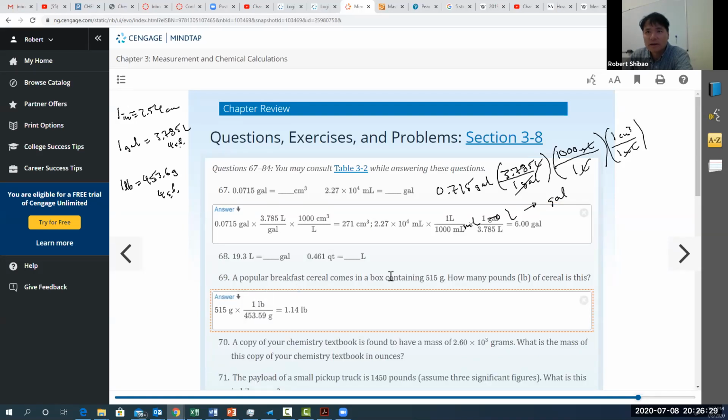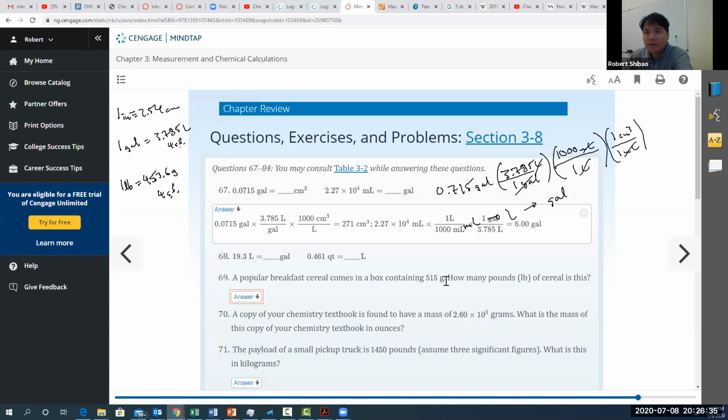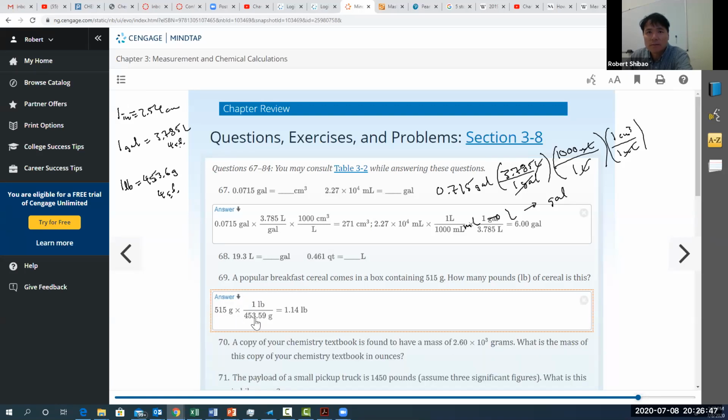A popular breakfast cereal comes in a box, actually. Maybe I didn't want to show the answer just yet. Containing 515 grams. How many pounds is this? So we can just go straight from grams to pounds here using this, except they use 5 sig figs here.